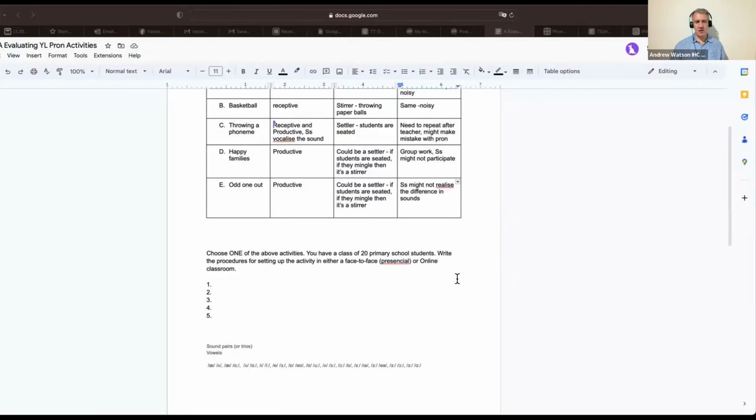So yeah, Happy Families, I would say, is productive. It's a settler probably, but you could also make it into a stirrer, depending on the group and also how competitive they are. I think you need to demonstrate the activity before with maybe a student to show them how to do it, because they won't immediately figure out how to play the game.